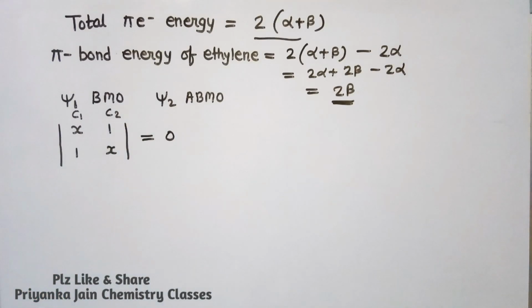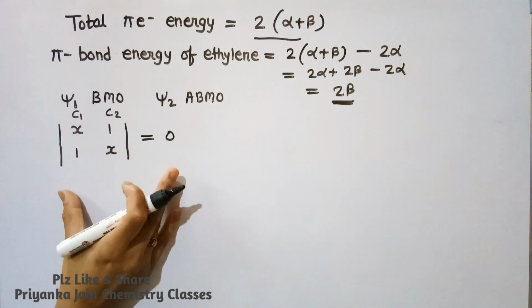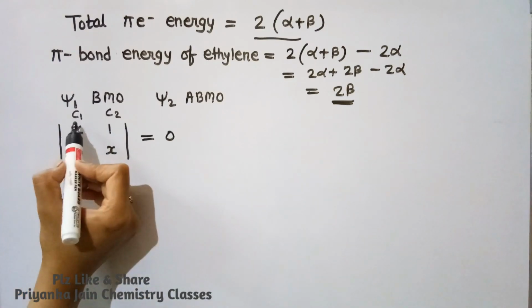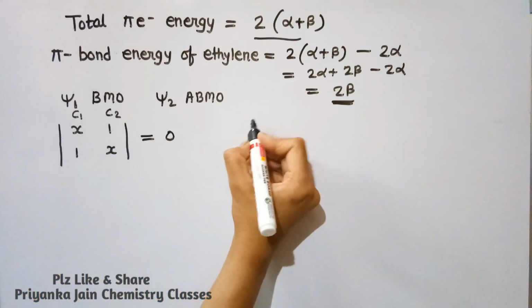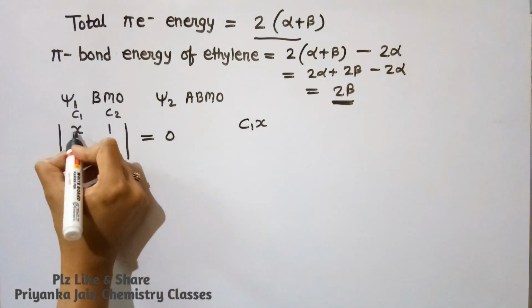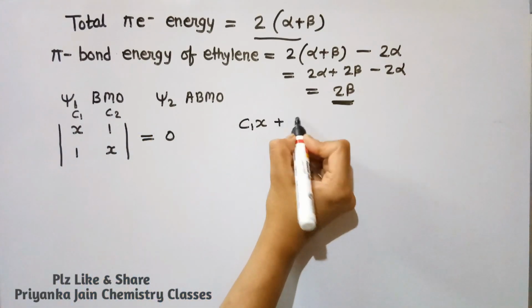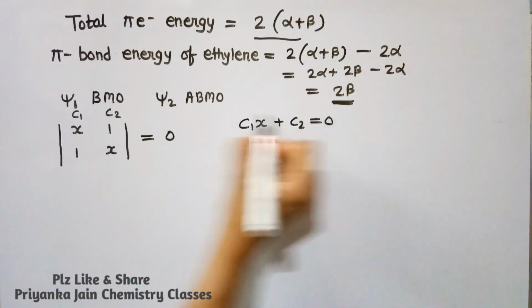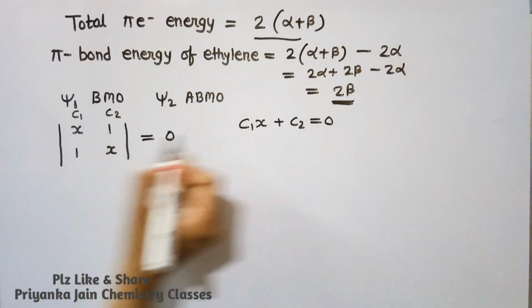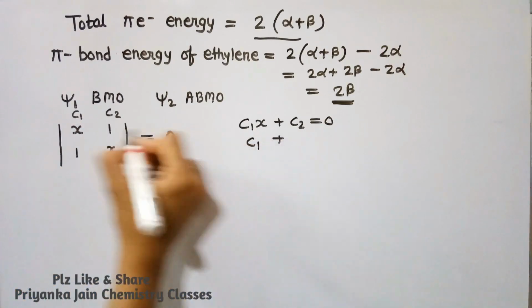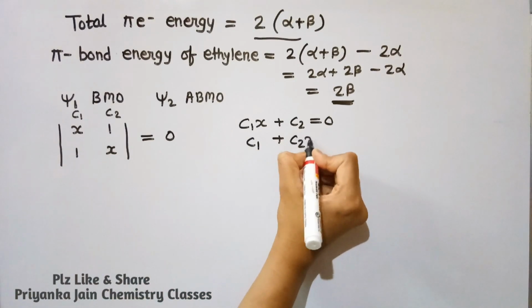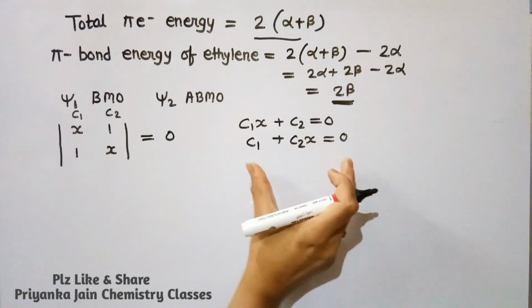These are the two coefficients and we have to find out their values. So for this we have to write down two linear equations. How to write them? Firstly multiply this term. It means c1x plus c2 will be equal to 0, and then with this, c1 plus c2x will be equal to 0. We are getting two linear equations.